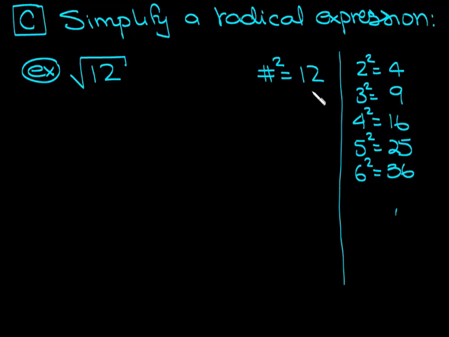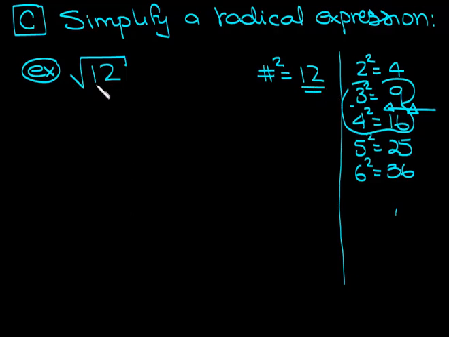If you notice, 12 lives in here, between 9 and 16. Are there any integers between 3 and 4 whose square will give us 12? No, because there's the integer 3 and then there's 4. There's no more integers in between. So that tells me that 12 is not a perfect square. There's no number I can square and get 12.